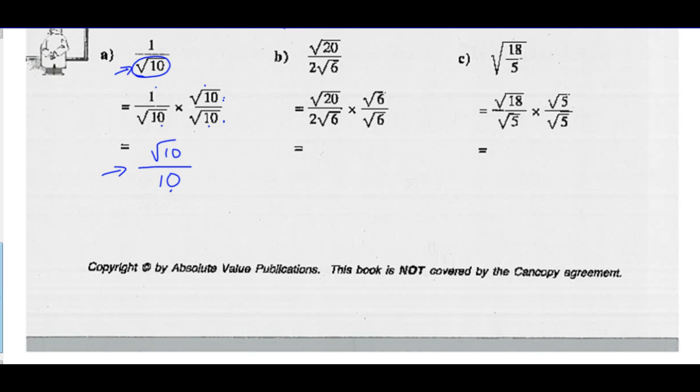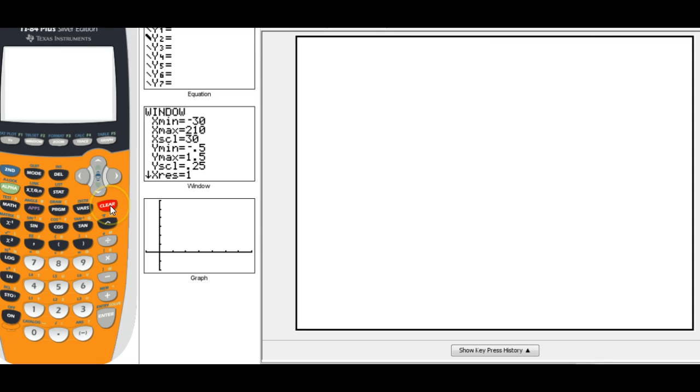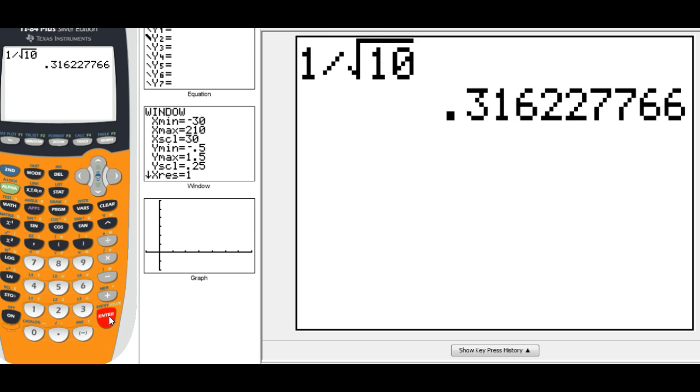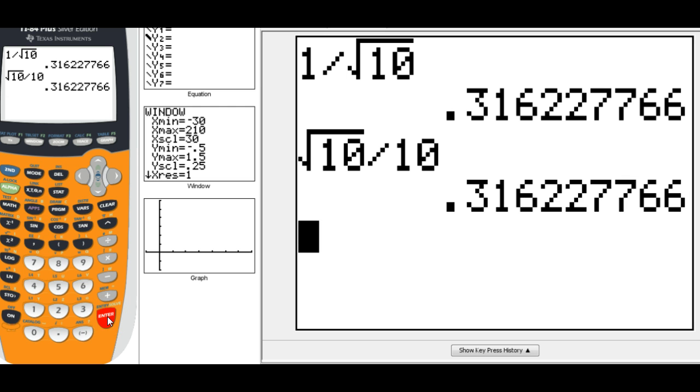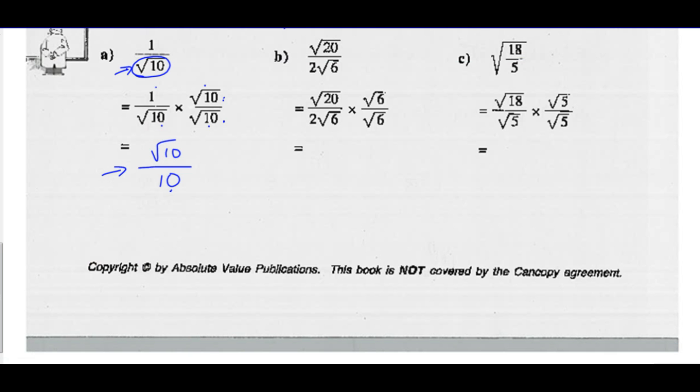That's all we're doing. If you check on the calculator, these both have the exact same value. And you can always do that to see if you got it correct. So 1 divided by root 10 has that value, and the square root of 10 divided by 10 should be the exact same thing. So we've changed the way it looks, but we haven't changed the value of it. All right, that's all we're doing when we rationalize the denominator. Change the way it looks, get rid of the radical in the denominator, but we're not going to change the value.